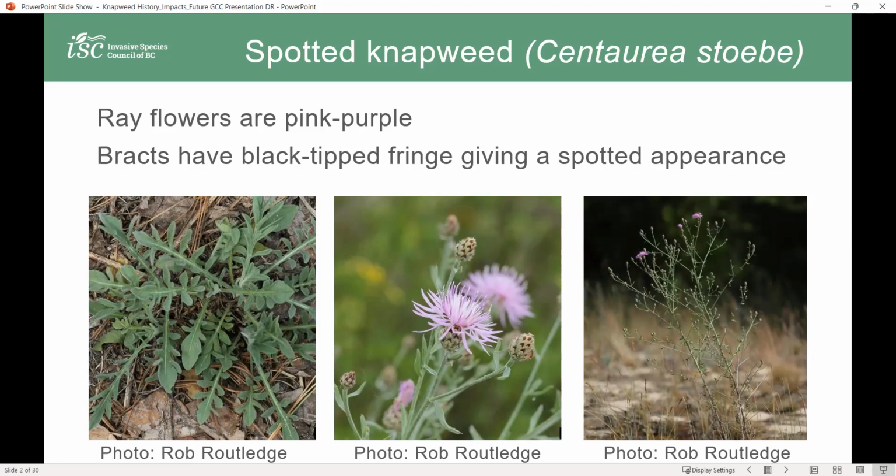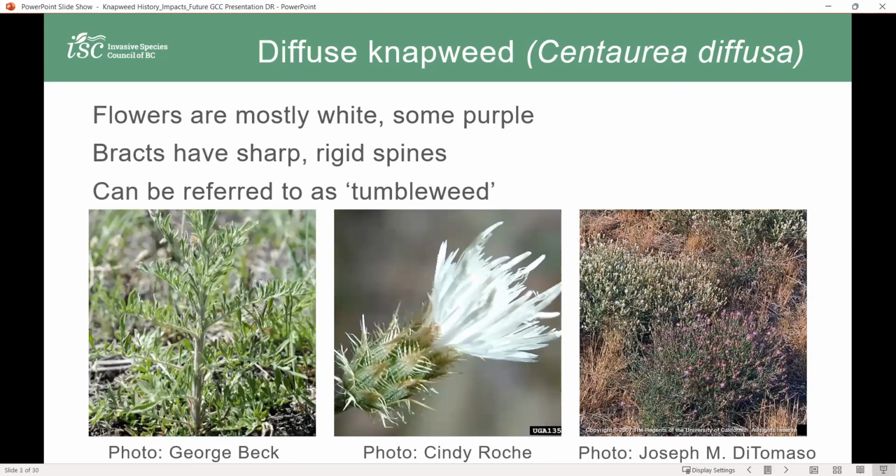Spotted knapweed is typically known for its array of flowers that are pink and purple. The identifying feature of this species is the black bracts that you see on the buds and the heads of the plant. The other species that I'm going to be speaking on today is diffuse knapweed.